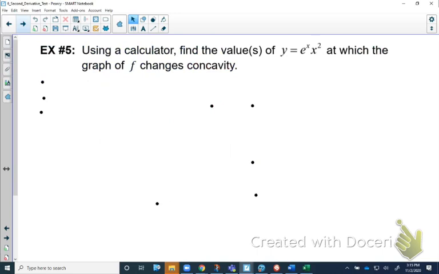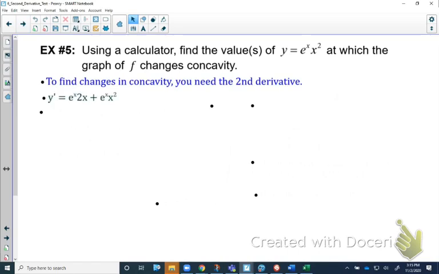All right. So now this next one, example 5, again, it's going to ask you to use a calculator and, again, where is it going to change concavity? So we're going to have to work through the function using the product rule a couple of times here to get to the second derivative. So we want to get to the second derivative.